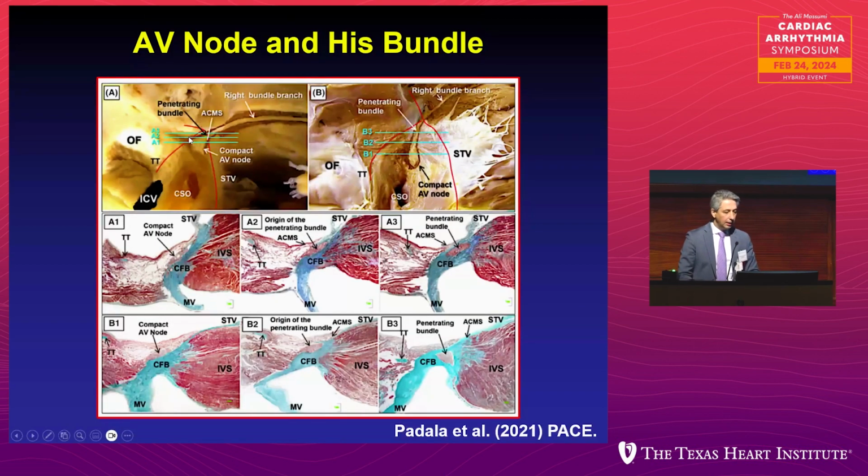So let's back up a little bit and look at the conduction system. The AV node is an atrial structure. Then you have the penetrating bundle.